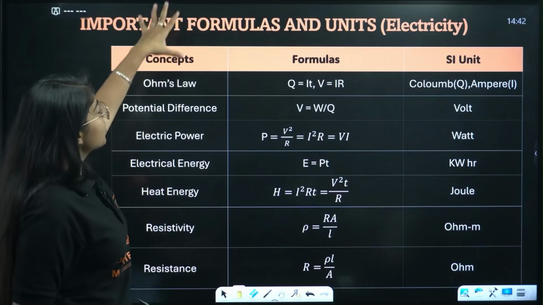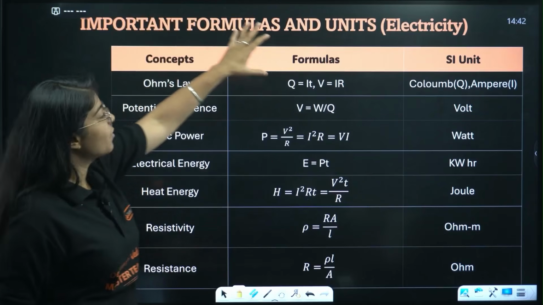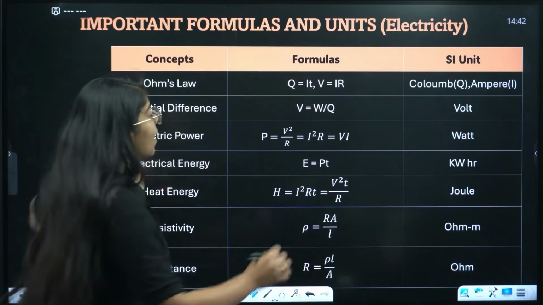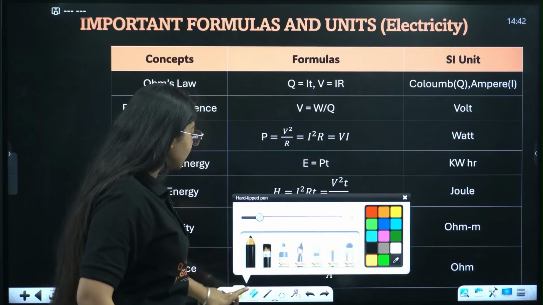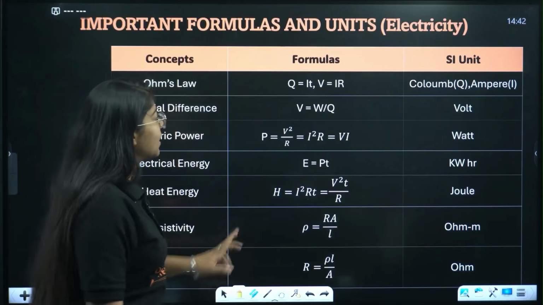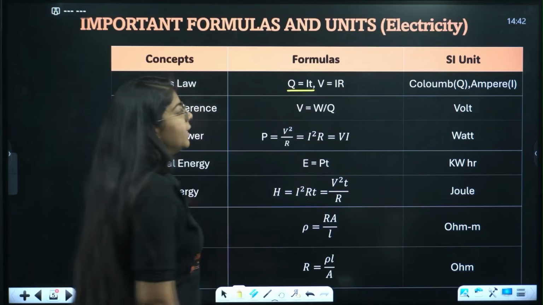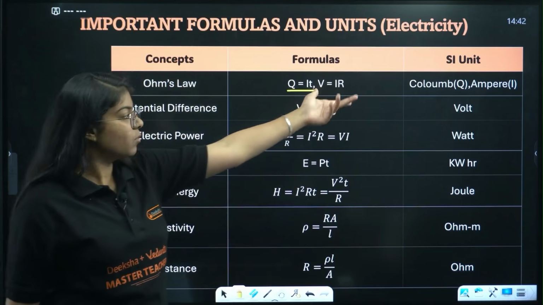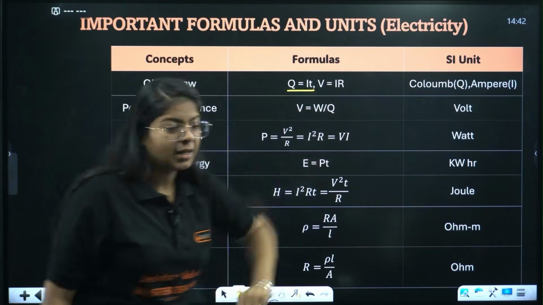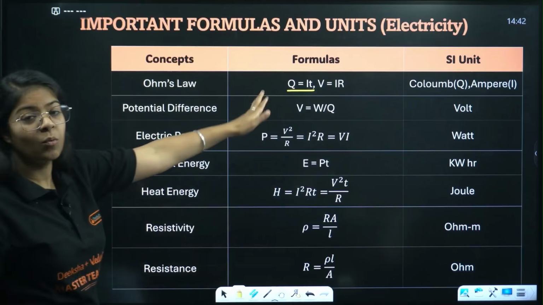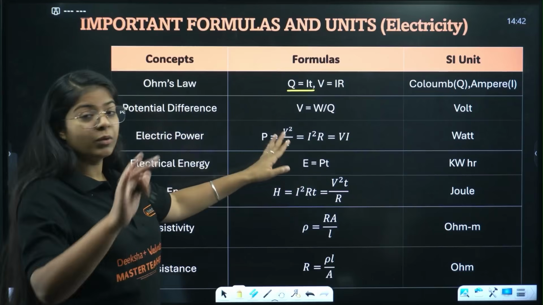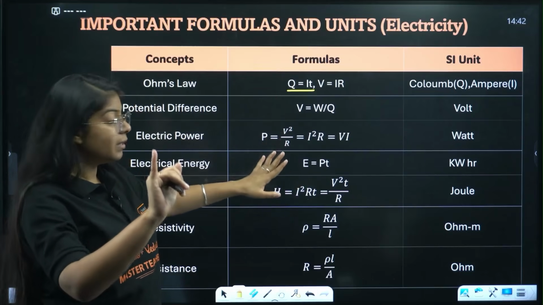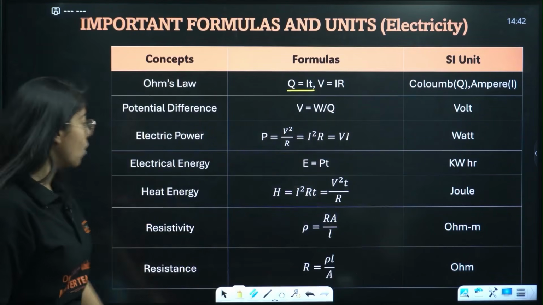Okay, the first concept is Ohm's law. We have two formulas here. First, Q equals I T, a very important formula that you need to remember in electricity. Q equals I T, and then Ohm's law is V equals I R. Coulomb and ampere are the units. Then potential difference is work done per unit charge, and its unit is volt. Electric power, P equals V square by R, or I square R, or V into I, and its unit is watt.